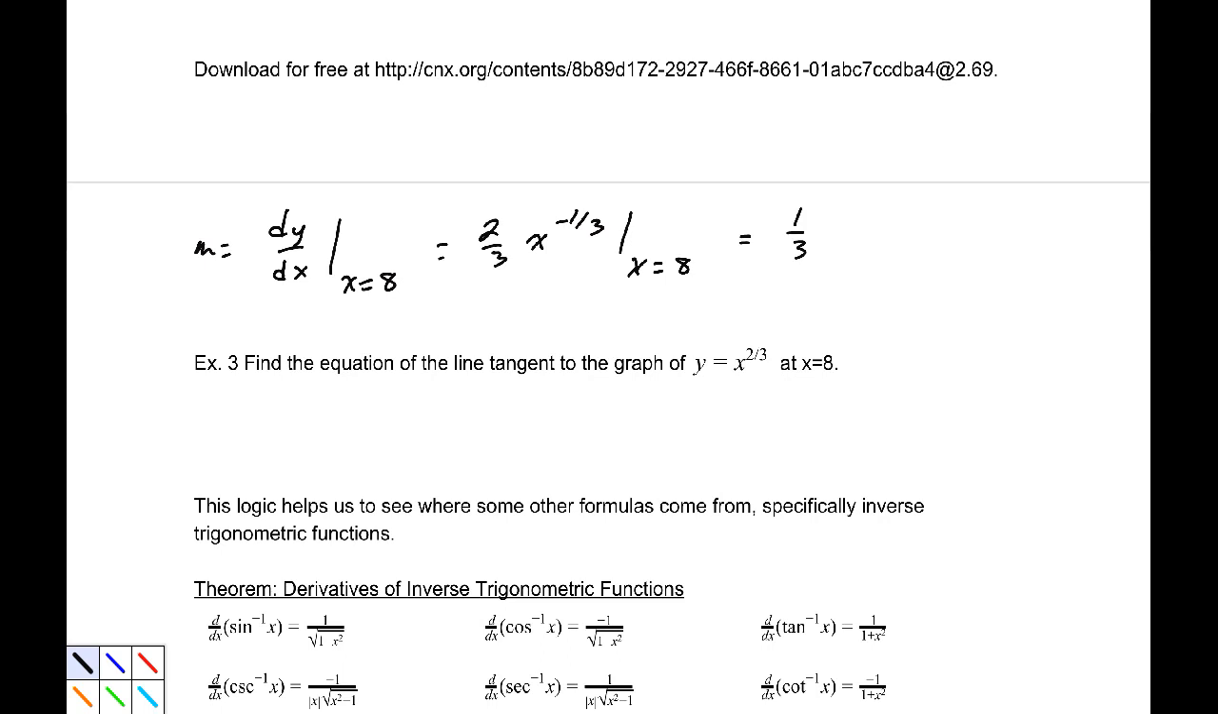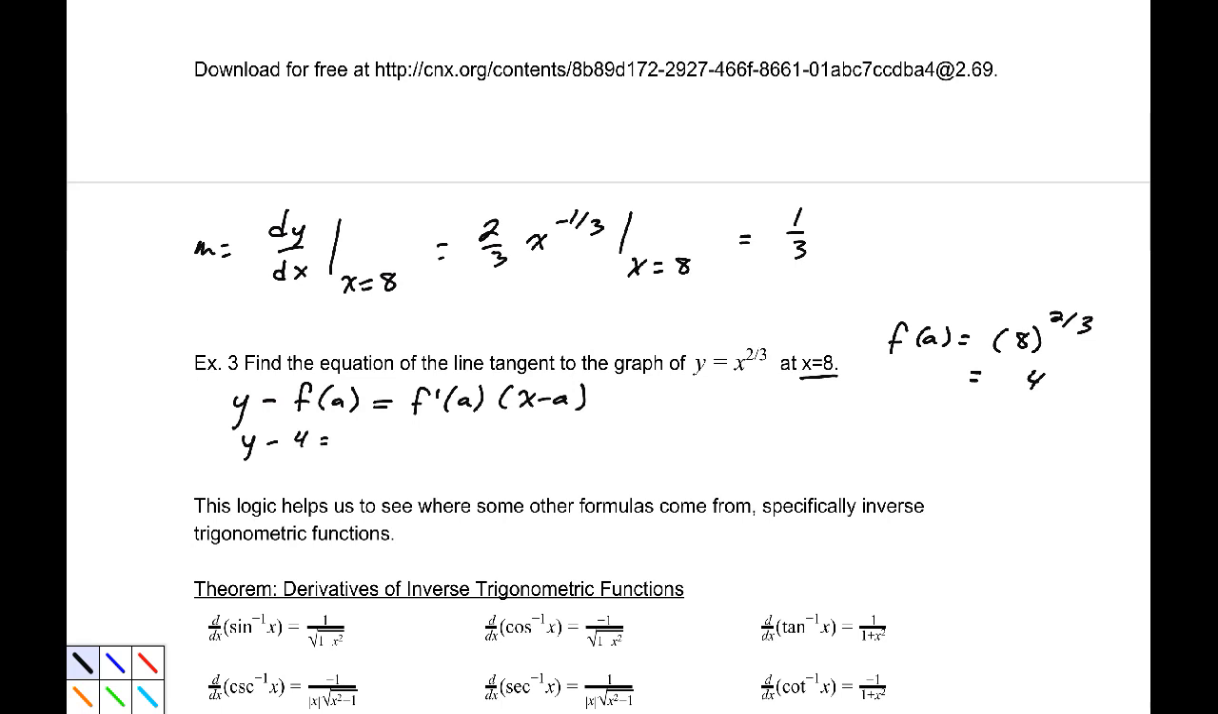Now I actually need a point here. This is my point A. Now I need f of A. That's going to be 8 to the 2/3, which is equal to 4. So we have the function y minus f of A equals f prime of A times x minus A. That is, again, the calculus version of the point slope formula. So y minus 4, and then our derivative was 1/3 x minus 8.